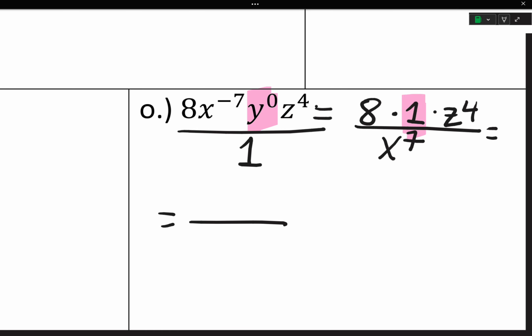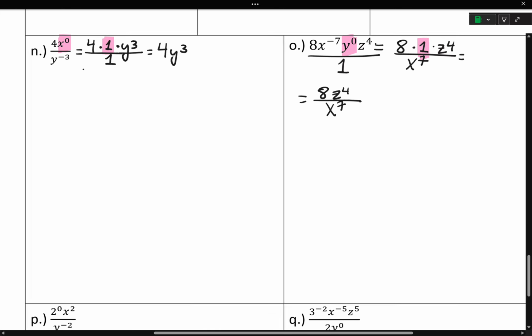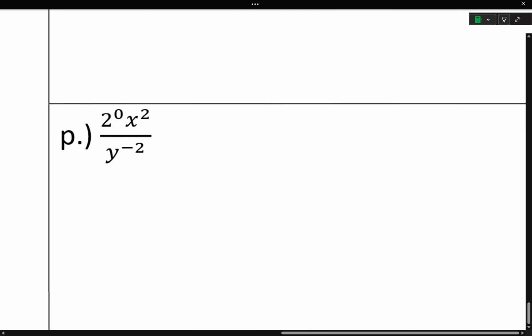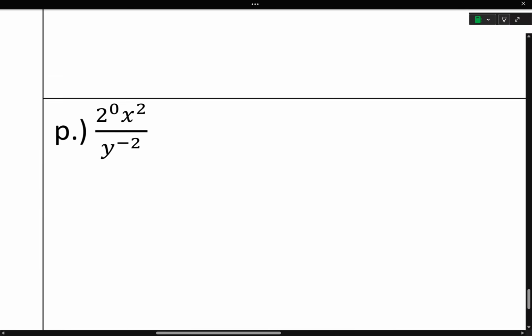Can simplify that a little further by multiplying 8 and 1. So that's just 8 z to the fourth over x to the 7th. All right, beautiful. Never mind. I thought that was it. We got 2 more to do. Let's try them. Letter P.